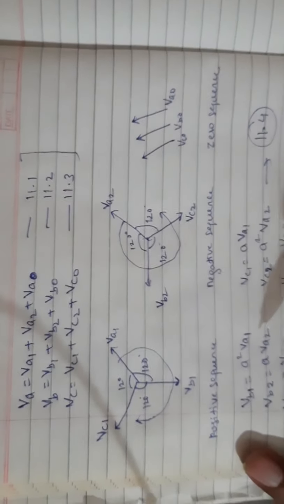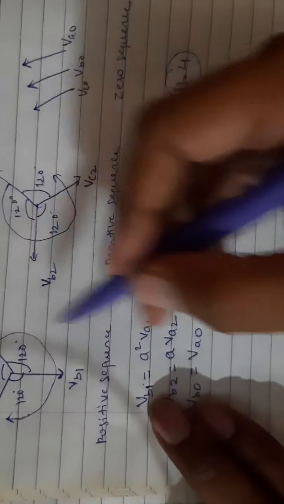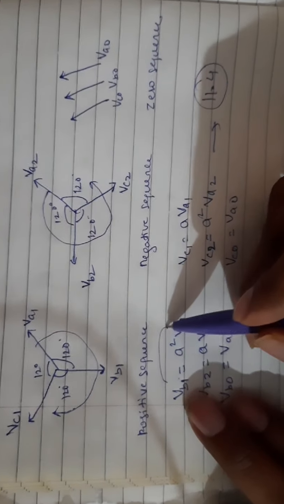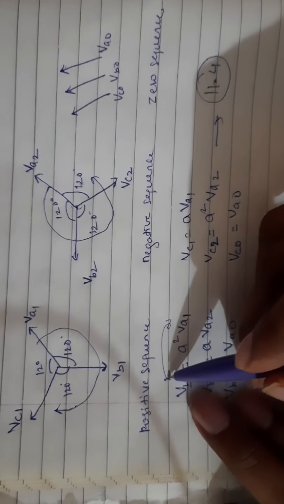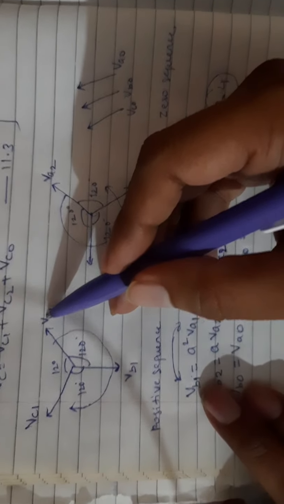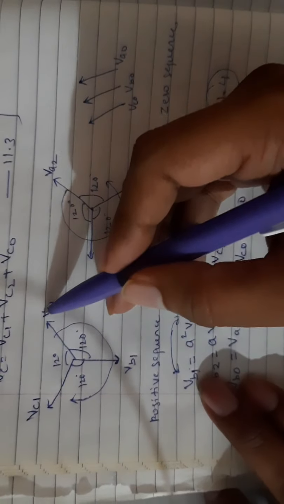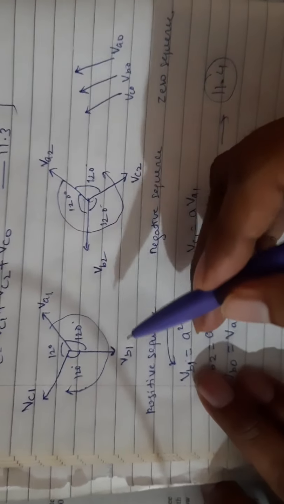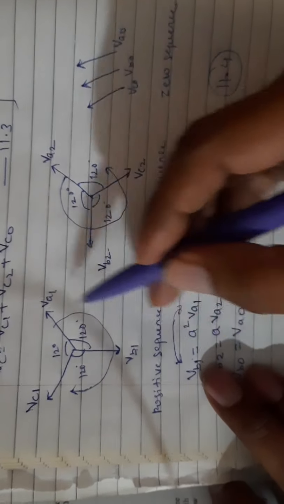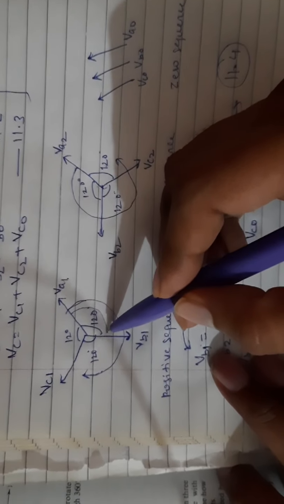Now I will convert all these things. First I will make VB1. What is the relation between VB1 and VA1? This equation I have to write. Where is VA1? This is VA1. Where is VB1? It is here. So what is the movement? It is moving in this direction.